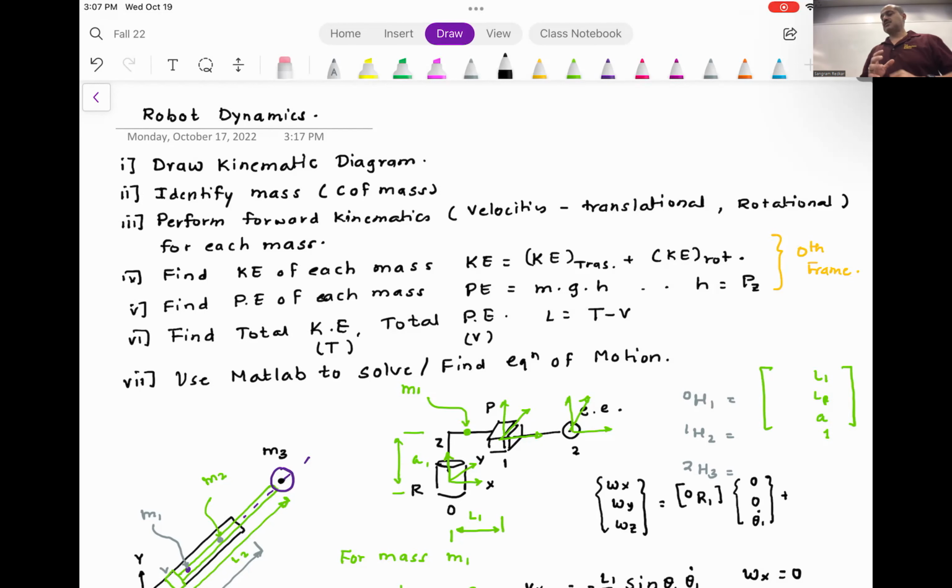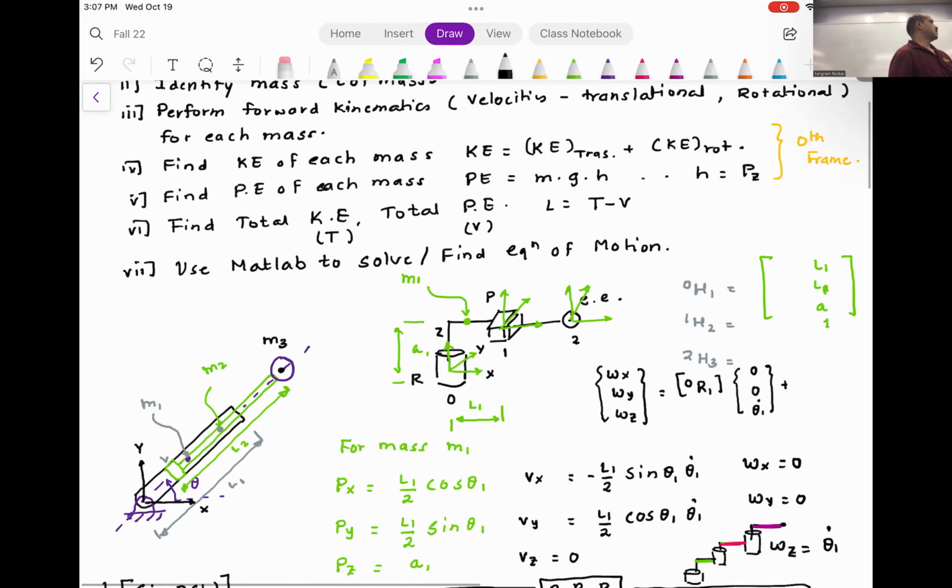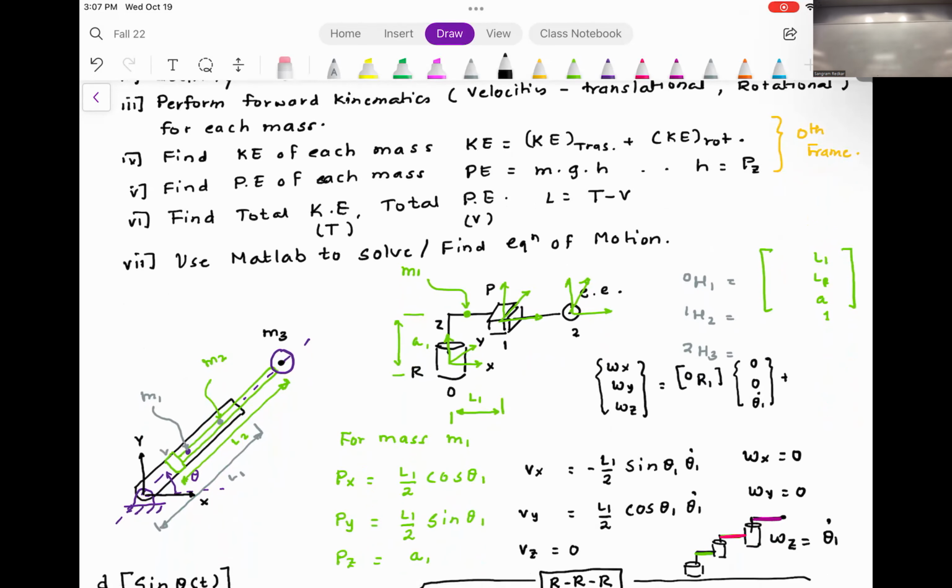Now, in today's class, let me quickly review what we discussed in the last class. In the last class, we looked at how to analyze the robot arm, wherein you have a revolute joint, a prismatic joint, and a mass M3 at the end effector. We drew the kinematic diagram, performed the forward kinematics, eventually performed the inverse kinematics, and derived the necessary equations.